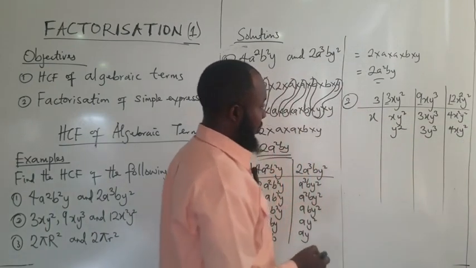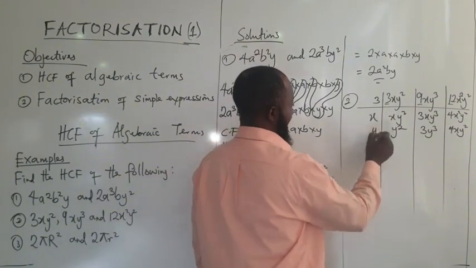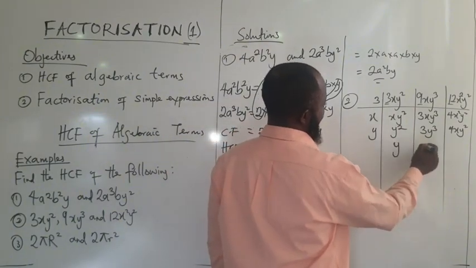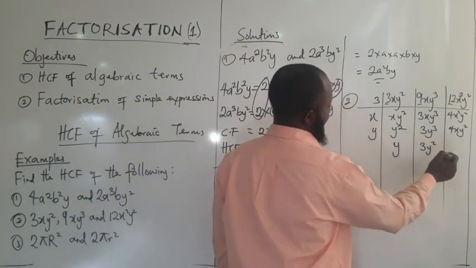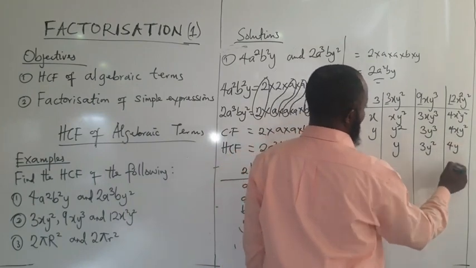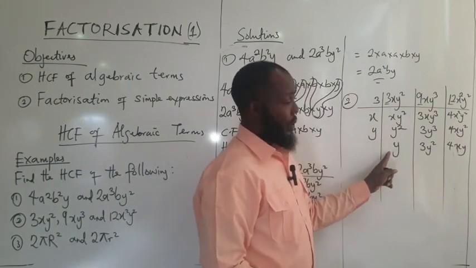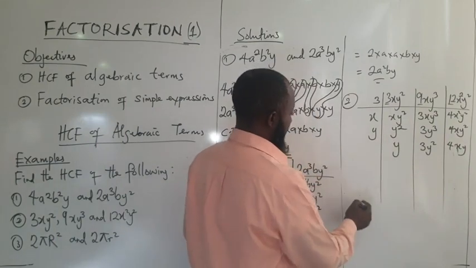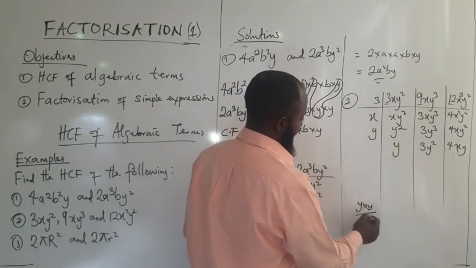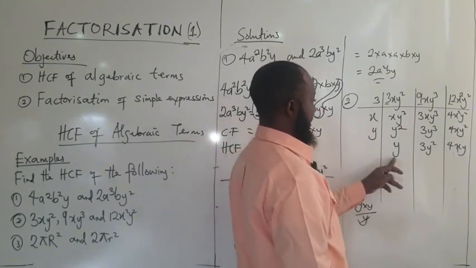So what next can go is y. Y can go, this remains y, this remains 3y squared, this remains 4xy rather. I hope you understand how I got this y. So this means y squared, which is y times y divided by y, so remains y, that is it here.